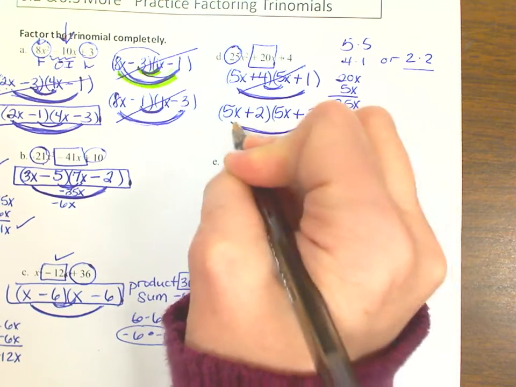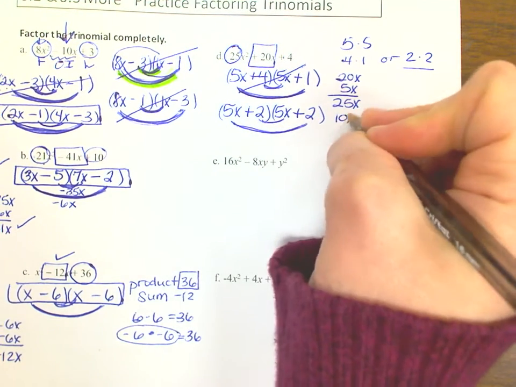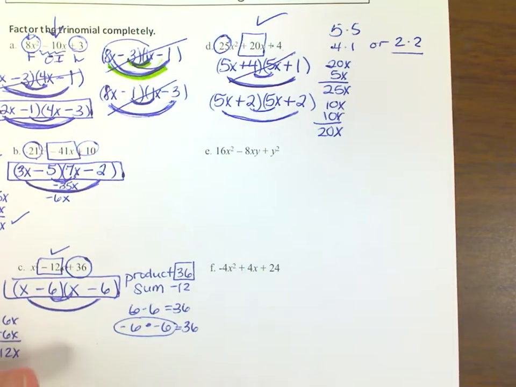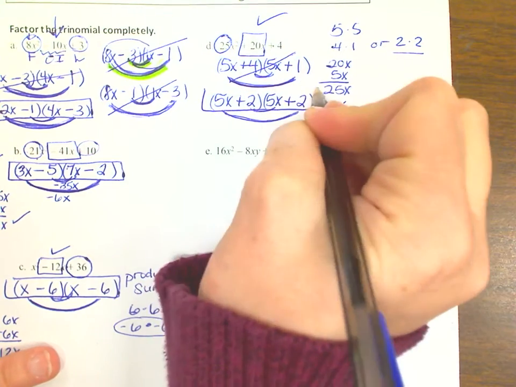Okay, outside makes 10x, inside makes 10x. 10x and 10x makes 20x. That's exactly what we want in the middle. So we have the correct factorization right here.